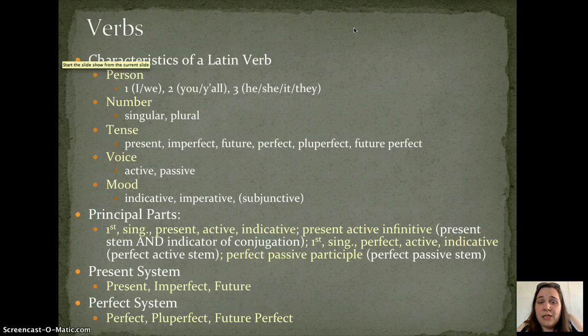So the first thing I want to talk about are the characteristics of Latin verbs. Okay, so in Latin, a verb is going to have 5 characteristics. Okay, it's going to have person, number, tense, voice, and mood.